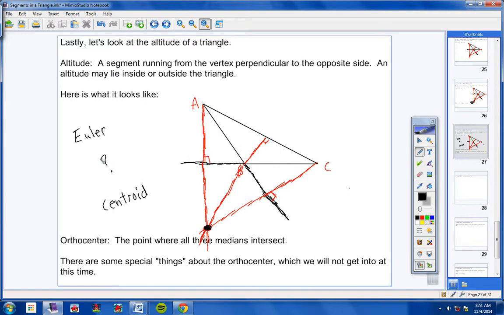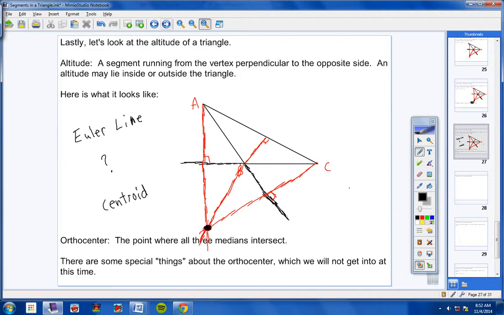All three of those points would line up in a straight line, and they call that straight line the Euler line. Okay, we're not going to learn that in this class. It's not in the book, so I'm not worried about it. But the other three segments that you've learned did have some special things that you need to know. The orthocenter does not, except you need to know this, the point where all three medians intersect. Okay, you do need to know that. Okay? All right, I hope this has made sense today.